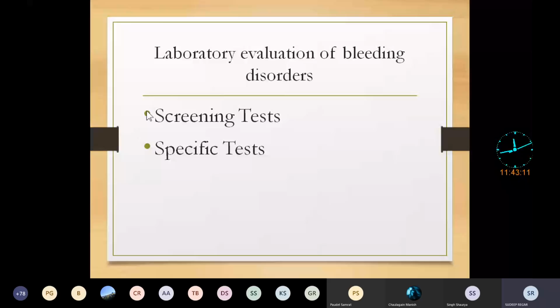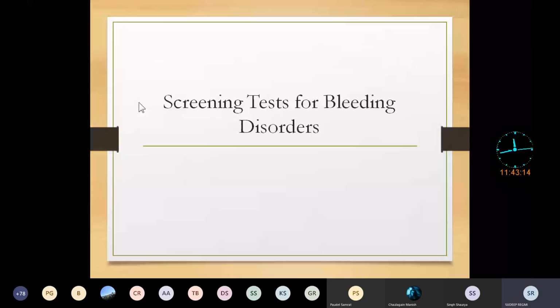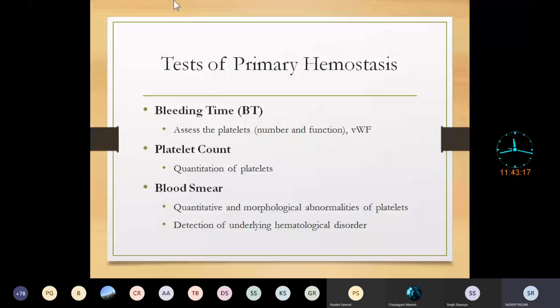So for the screening of bleeding disorders, we do tests for the primary hemostasis and tests for the secondary hemostasis. In tests for the primary hemostasis, we do the bleeding time, platelet count for the quantification of the platelets, and blood smear for the quantitative and morphological abnormalities of the platelets, and detection of the underlying hematological disorder which is leading to thrombocytopenia.